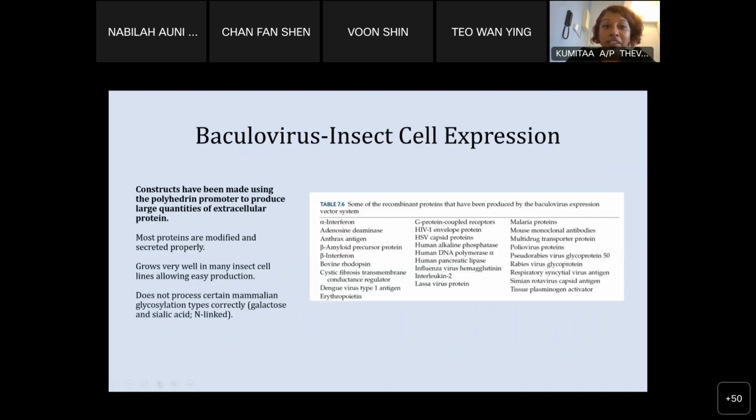With baculovirus insect cell expression, if you look at the table here, again, tons of recombinant proteins have been made using this. You see a couple of antigens, including dengue virus antigens, HIV, influenza virus, IL-2, malaria proteins, and other types of antibodies and glycoproteins. Most of these proteins are modified and secreted properly, and it grows very well. But it does not process certain mammalian glycosylation types correctly, such as galactose and anything that is N-linked.